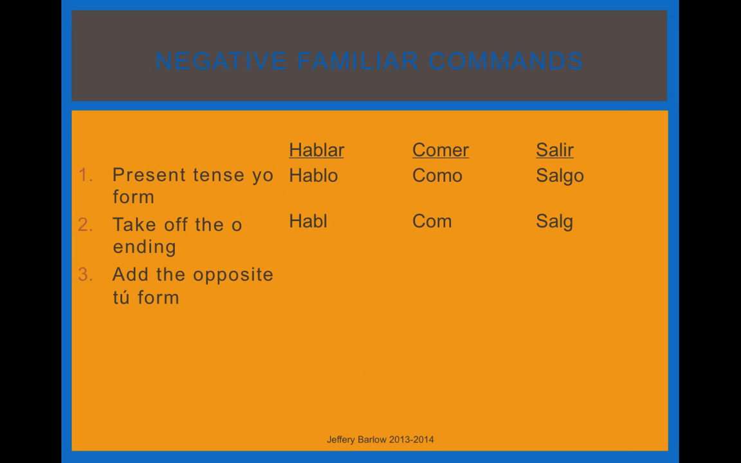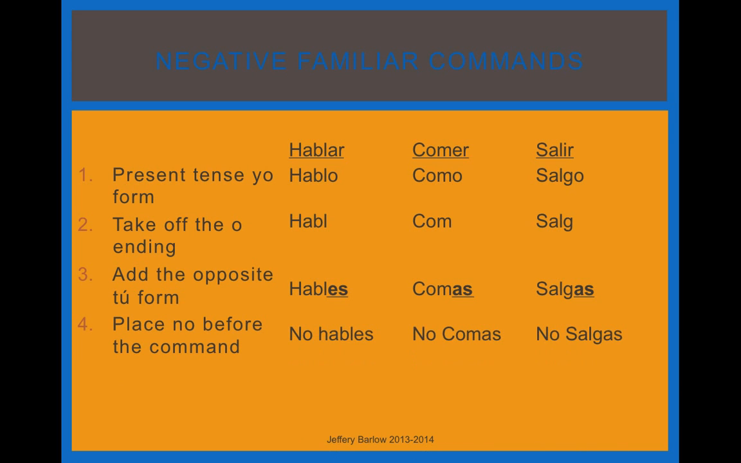The third step is to add the opposite tú form. So for AR verbs, you add an ES, and for ER and IR verbs, you add an AS. And finally, in order to make the command negative, to tell someone don't do something, don't forget to add the word no before the command.